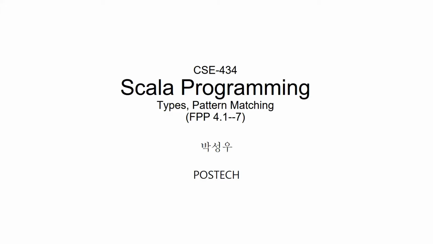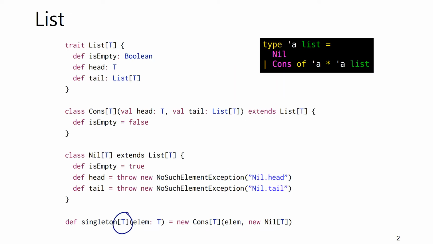This lecture is about types and pattern matching in Scala programming. Here we have an implementation of a type list in Scala. We have a trait List with type parameter T and two concrete classes, Cons and Nil.